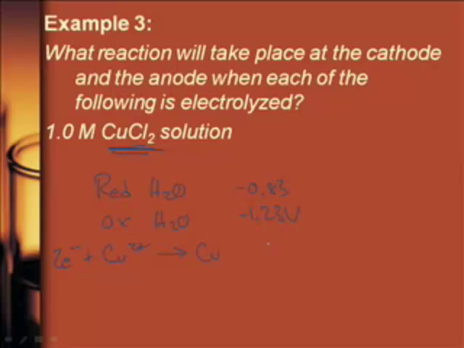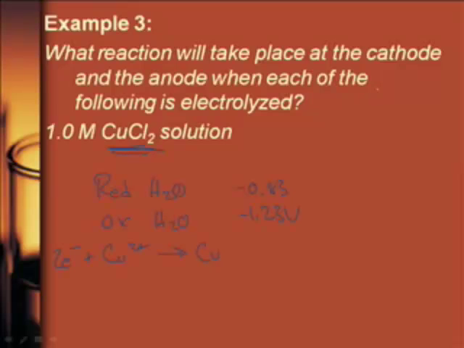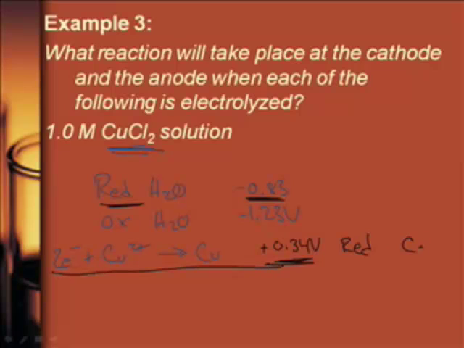What's the voltage on this one? When you look at the table, it's going down to elemental copper. It's 0.34, and it's positive. Positive 0.34 volts, and that's reduction. Comparing reductions, negative 0.83 and 0.34, 0.34 wins. So this is going to be your cathode.